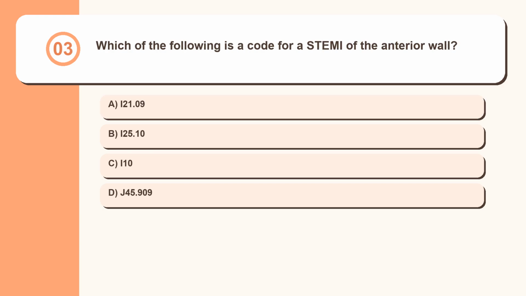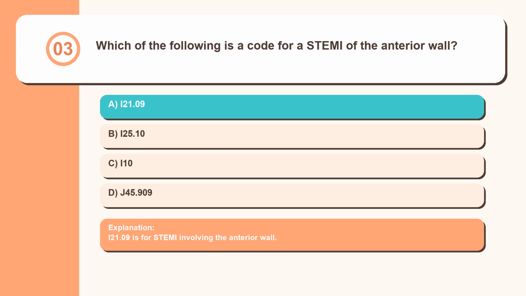Question 3. Which of the following is a code for a STEMI of the anterior wall? I21.09, I25.10, I10, J45.909. I21.09 is for STEMI involving the anterior wall.